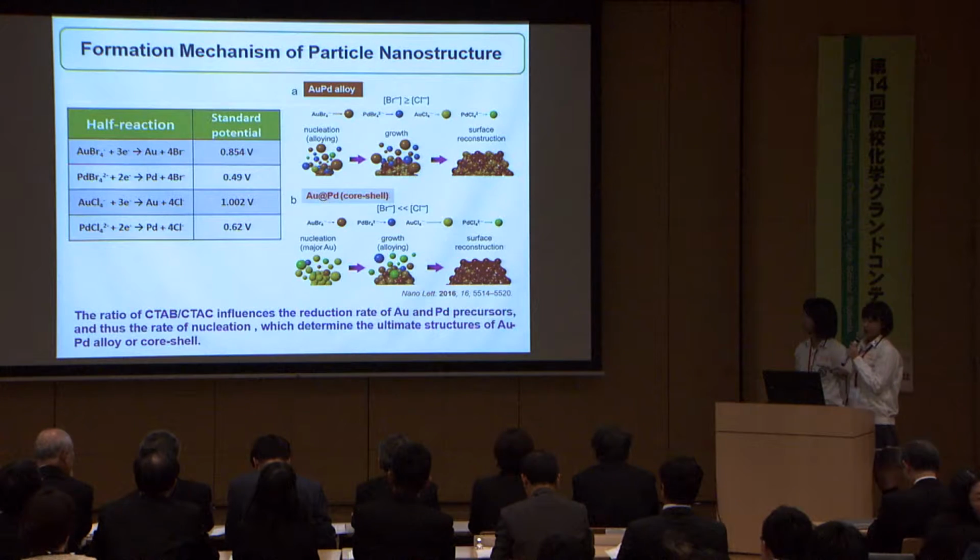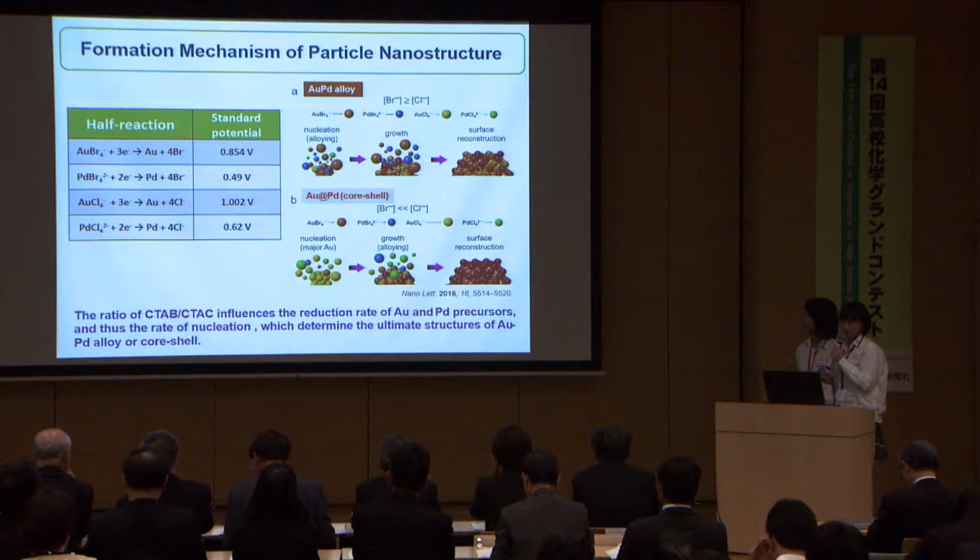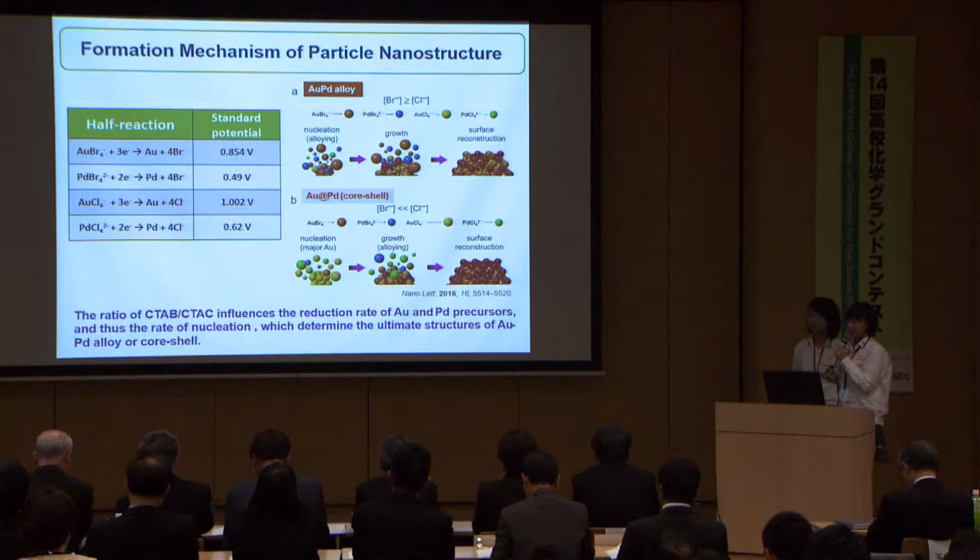Then we synthesize the icosahedron and core-shell structures in different ratios of Au and Pd to perform the ethanol electrochemical oxidation.